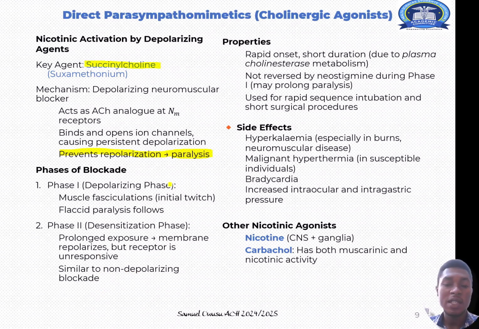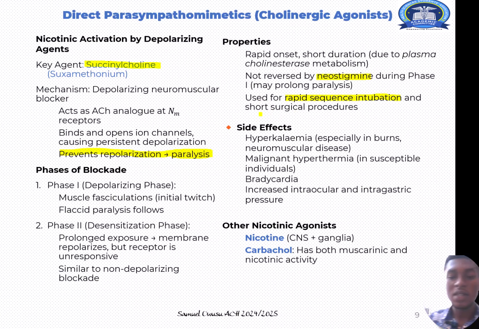The properties of succinylcholine are that it has a rapid onset and a short duration because the plasma cholinesterases tend to hydrolyze it. You cannot reverse these agents with neostigmine, okay, and it's used for rapid sequence intubation, especially in surgery cases. If you want to intubate, you give succinylcholine.